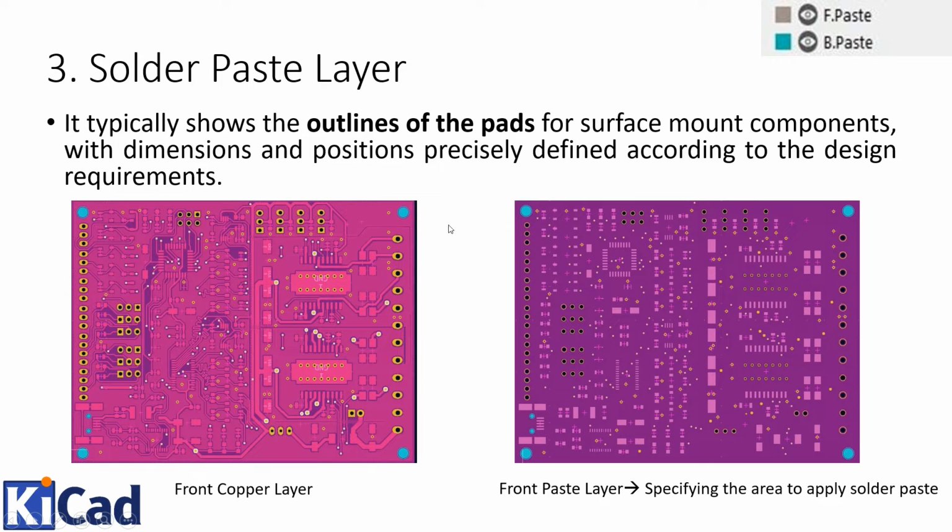Like this is the front copper layer and this is the front paste layer, the solder paste layer. This specifies the area to apply solder paste. So let's say if I want to stuff this component over here, I have to place the solder paste on these pads over here, and then I will place the component on it, and then I will heat this PCB, and that will bind the component and the PCB with the help of solder paste. So the solder paste layer only shows the outline of the pads.